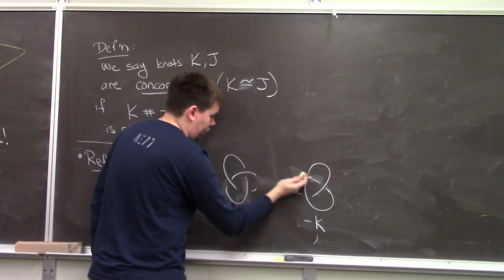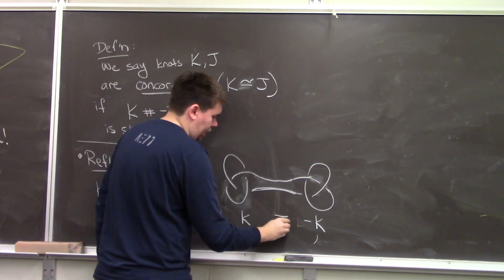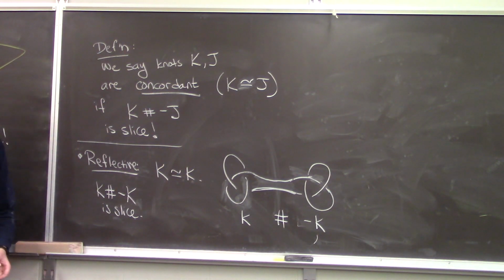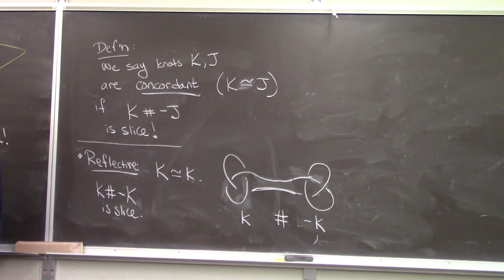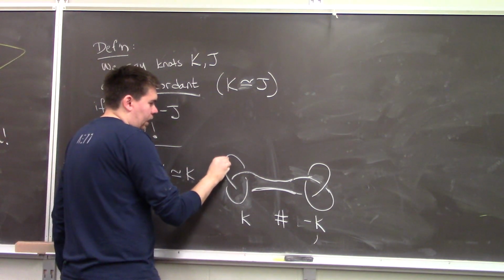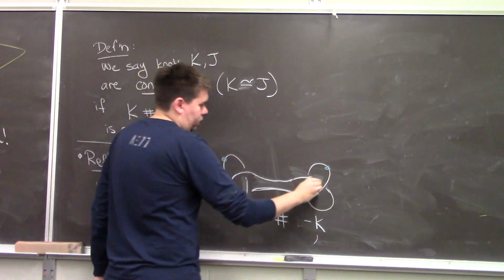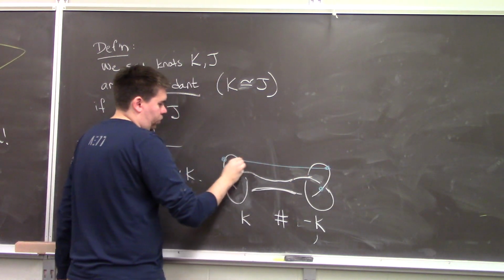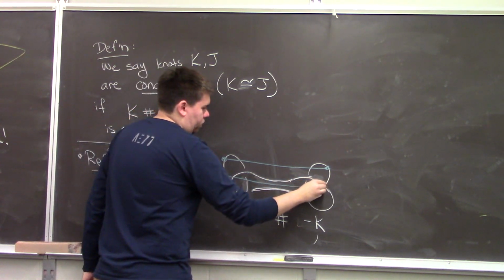And I'm going to connect sum these. So now I have K connect sum the mirror of K. And I want to convince you that's slice. And so the way you should think about this is each point on K has a twin on its mirror. Each point has some twin. And so you can think about connecting that point with its twin via some line. And so you can connect each point with its twin.